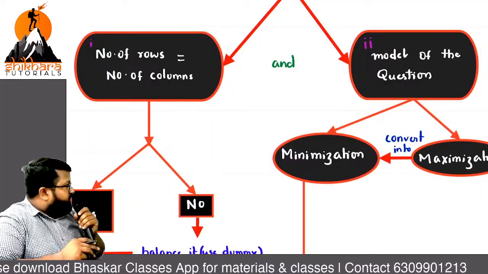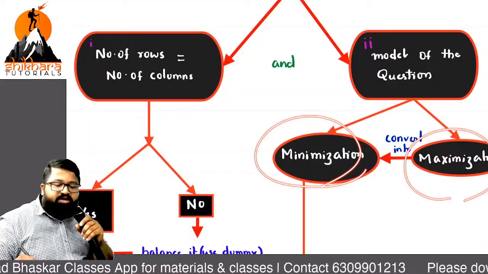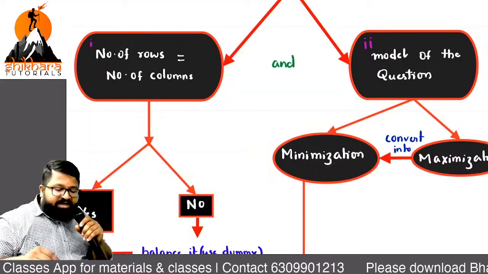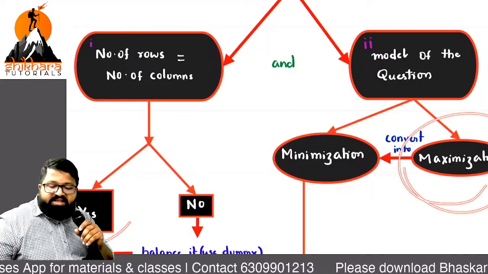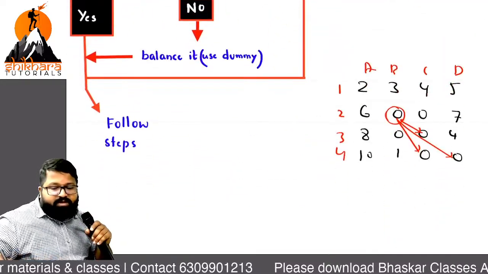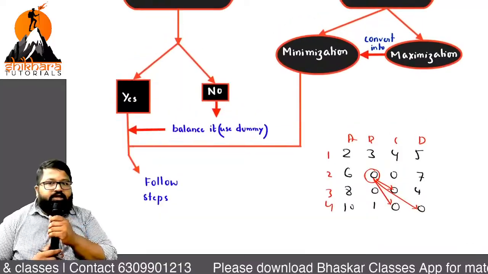In this case, what is the model of the question? Minimization or maximization? If it is minimization, go straight away with the steps. But if it is maximization, convert and then go with the process. There's the summary. That's the point. Clear? Till here it is sufficient.